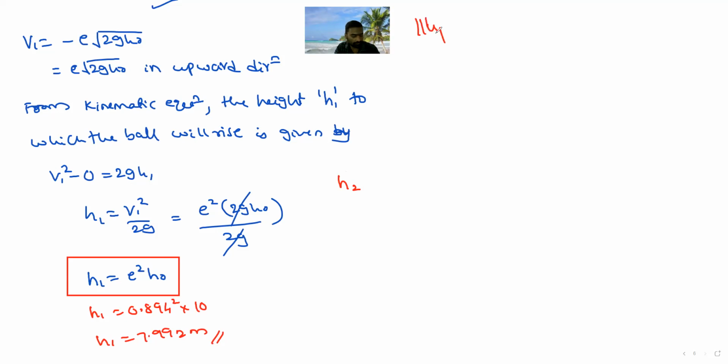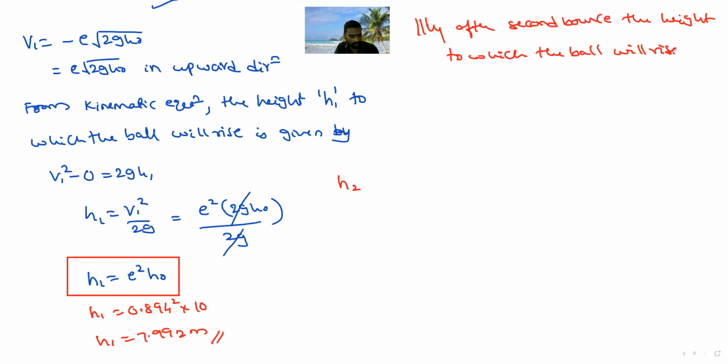Similarly, after the second bounce, the height to which the ball will rise is given by, can you tell me the second height? H2 is equal to E square into H1. Yes, H1. Okay, so calculate 0.894 square into H1, which is 7.992. So H2 is equal to 6.388 meter.